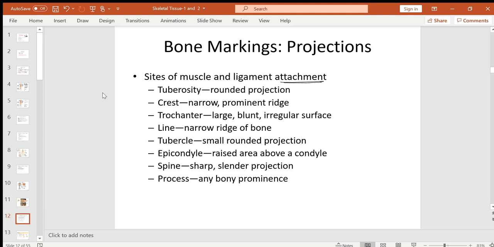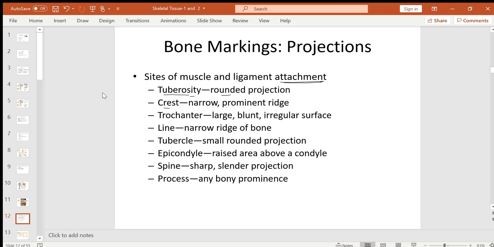So tuberosity, if you see a structure on the bone which is a rounded projection, that is called tuberosity. For example, radial tuberosity, you will see in the radius; the bone radius has a tuberosity called the radial tuberosity. On the humerus, the arm bone, you have the deltoid tuberosity for the attachment of the deltoid muscle. So tuberosity is a rounded projection.